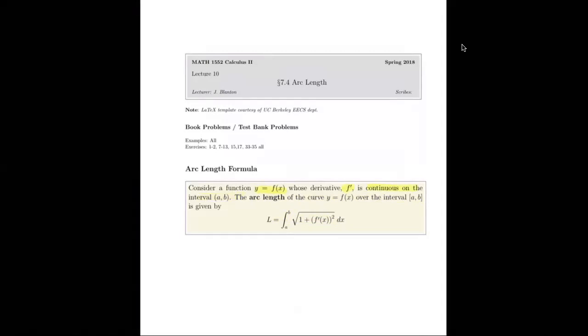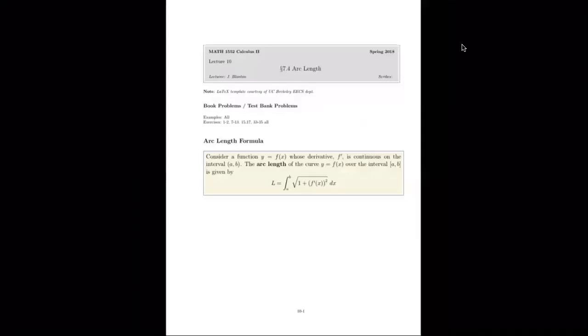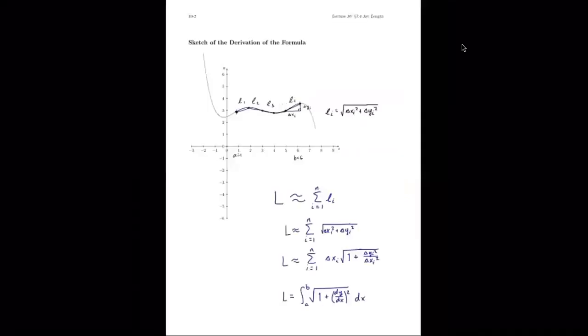So where does this thing come from? It looks like a fairly esoteric formula. So let's have a look at a graph or a picture that might show us how this thing comes about. So imagine we're given a function y equals f of x. That's this arbitrary curve drawn here. And we want to find its arc length from, say, a equals 1 to b equals 6.